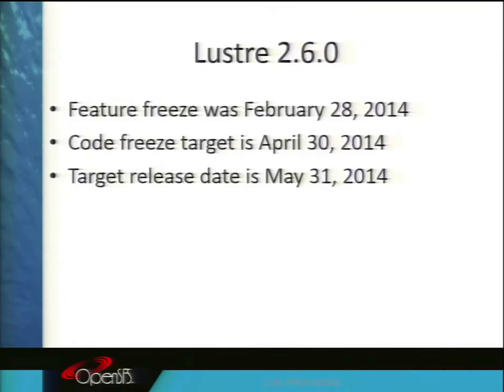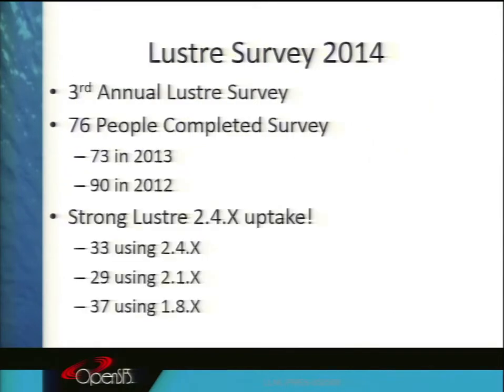Lustre 2.6 is going to be the next release. That's coming up soon. We already had the feature freeze, and if you're not familiar with the terminology, feature freeze is when we stop landing big new features to the branch, and we start working instead on bugs and stabilization of the branch. So minor features, mostly bug fixes, can still go in until the code freeze date. That's going to be on April 30th this year. And we're currently targeting a Lustre 2.6 release on May 31st.